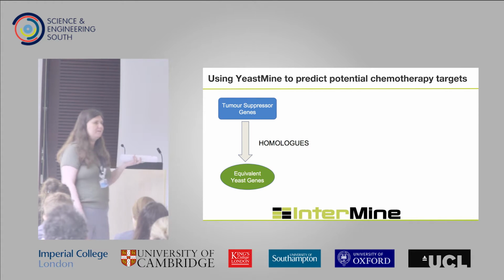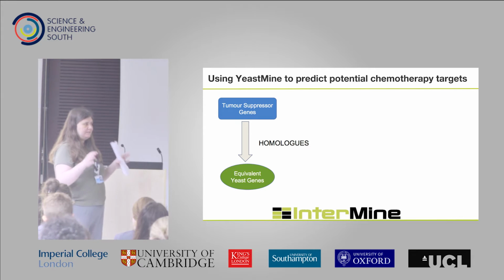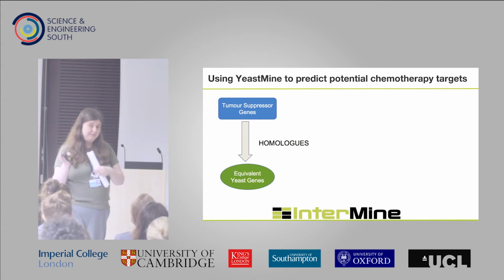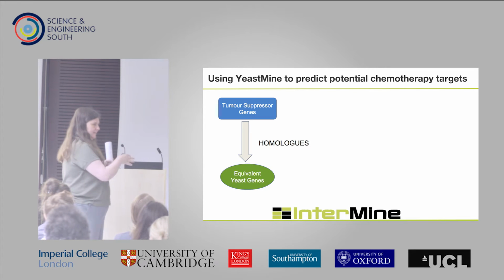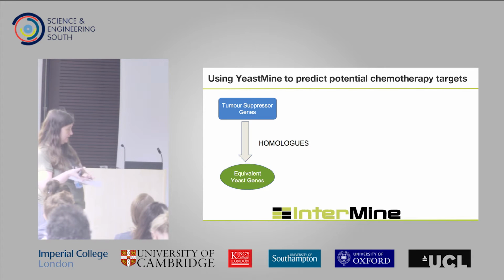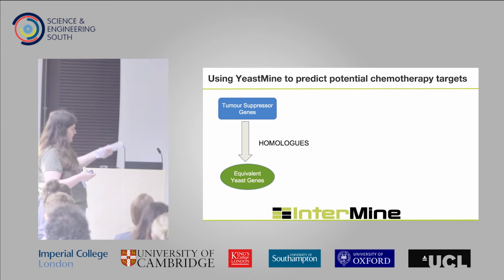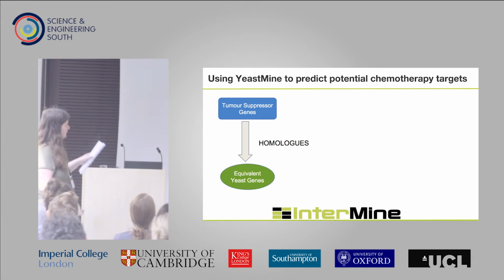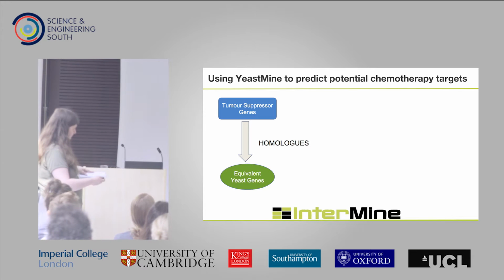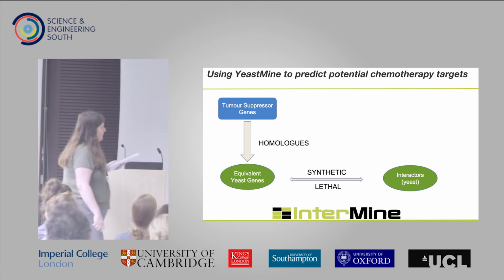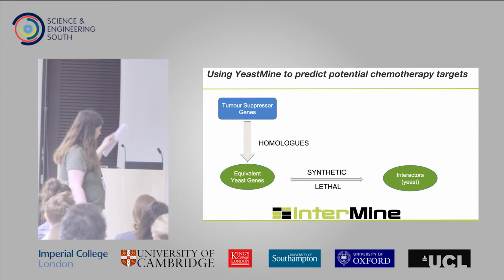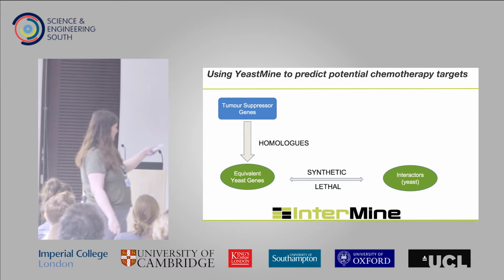We do that via homology. Homology uses algorithms to identify functionally equivalent genes. Like I said, cell signaling in human is the same in yeast. So we use homology, and we've identified the functionally equivalent yeast genes. So we went from human to yeast. We're doing all this in YeastMine, in InterMine. And so we have the equivalent yeast genes.